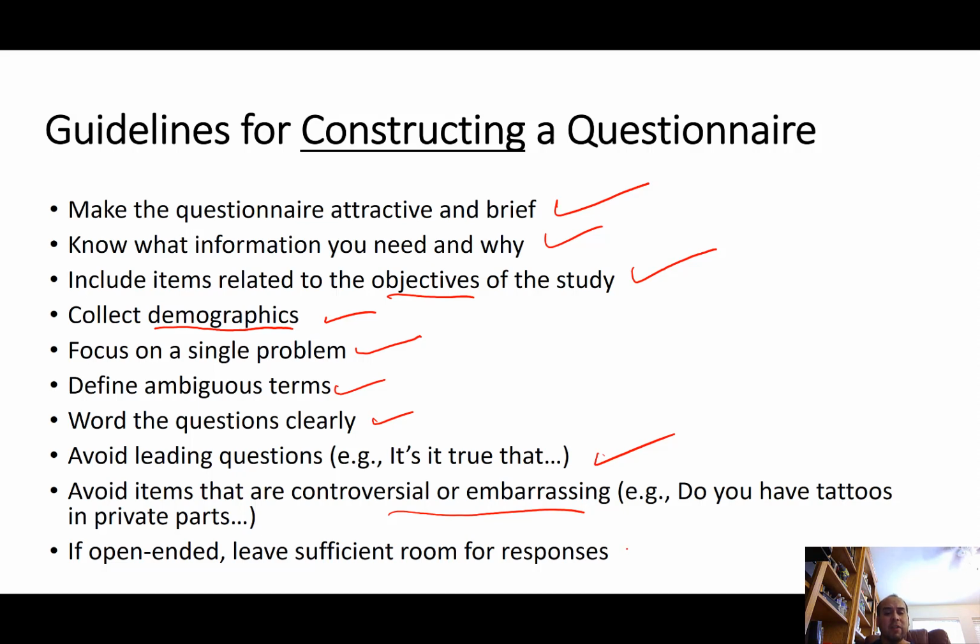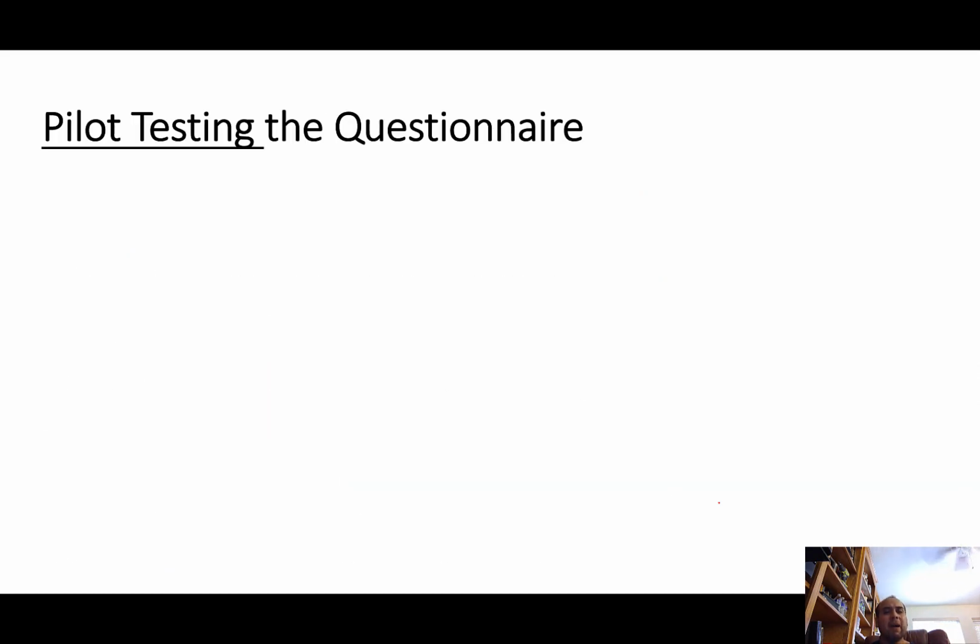If it's open-ended, make sure that you leave sufficient room for responses. And nowadays in the software where you put in these open-ended questions, you can actually stipulate a word limit, how many words they can respond with, and things like that. So pilot test the questionnaire.